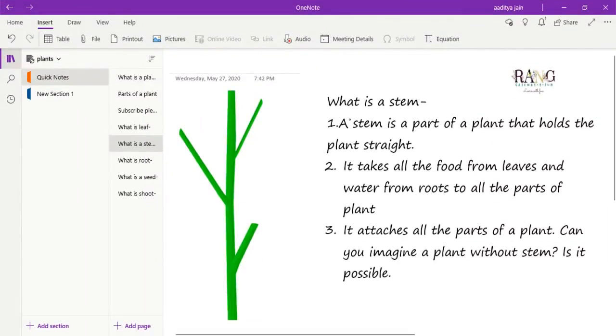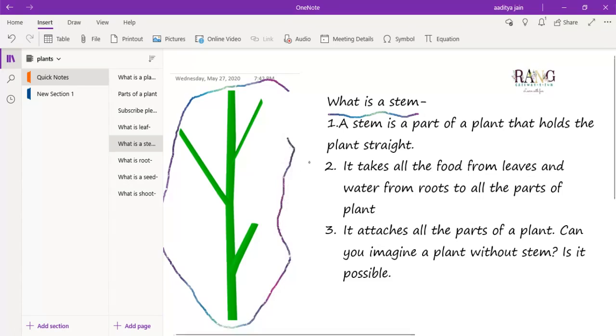So kids, what is a stem? Can you see this figure here? It is a long stick, and it is straight. So this means that it keeps the plant straight. A stem is the part of the plant that holds the plant straight.